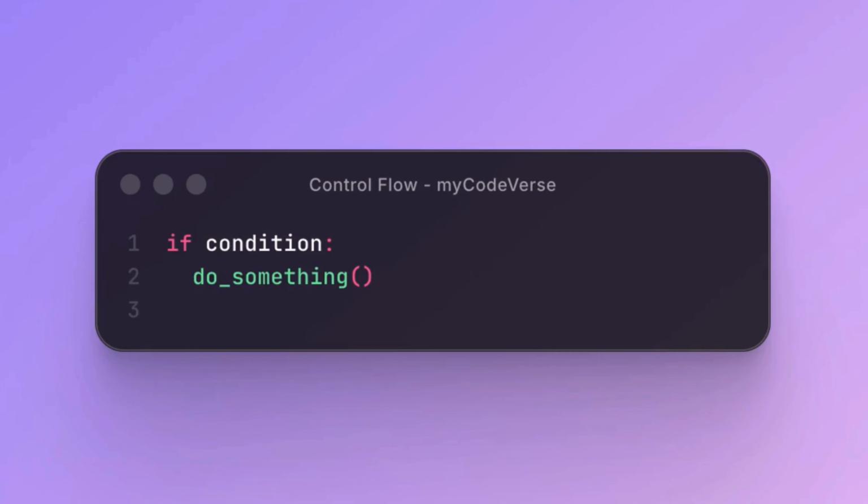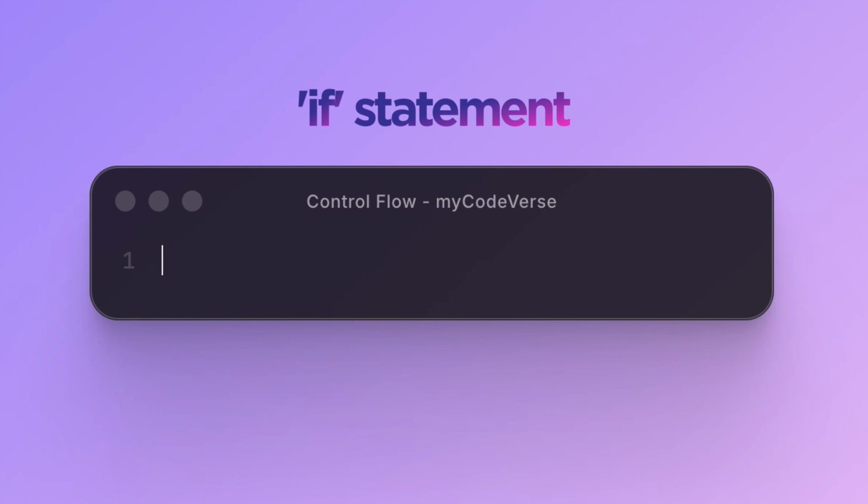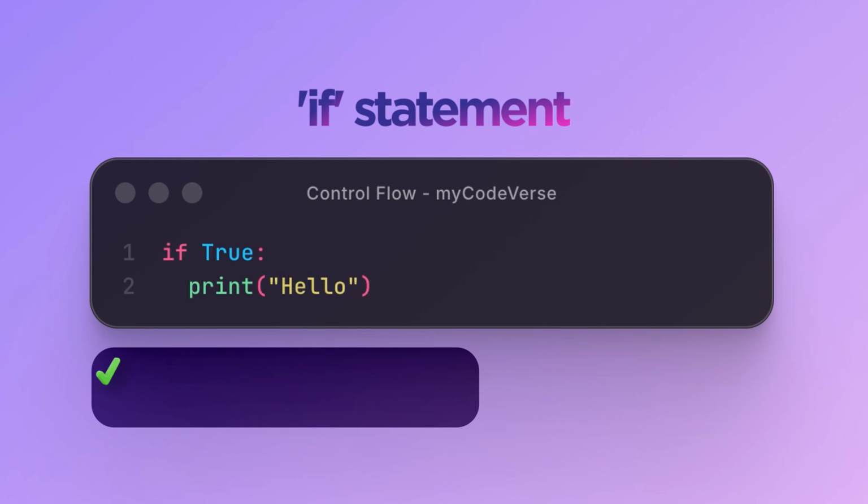All right, so control flow is Python deciding what to run and what to skip. That decision always starts with one word, if. If means run this code only when something is true. Python saw true, so it said, okay, I'll do it. Python is very obedient.